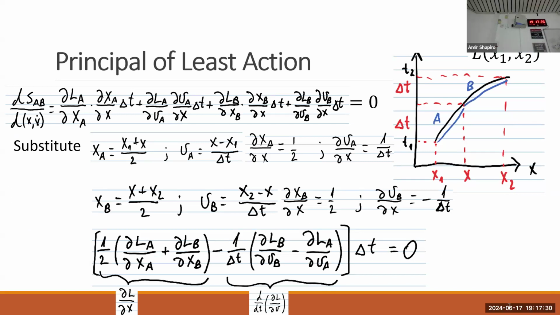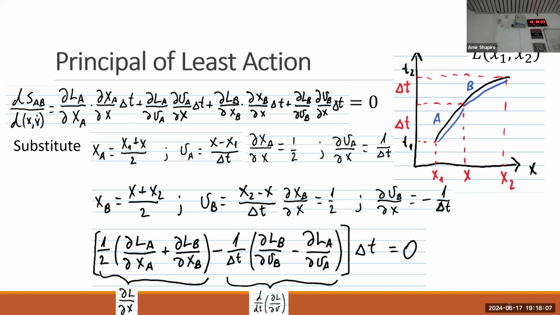dsab to dx times x dot. This was the long equation. We substitute all of these relations with x, a, and b, and got these things. 1 over dLA dxa plus dLB dxb. What is dLA plus dLB dxa dxb? It's simply dl to dx.